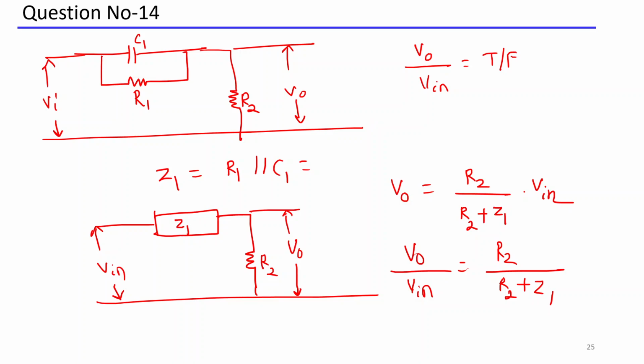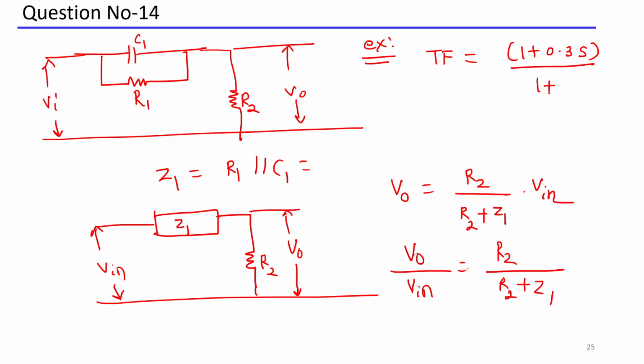Otherwise, let me simplify for you. I'm writing here, just giving an example like that. Try to understand. Let the transfer function I'm giving you, by putting some value of R2 and R1 C1, be something like that: 1 plus 0.3 s divided by 1 plus 0.17 s.